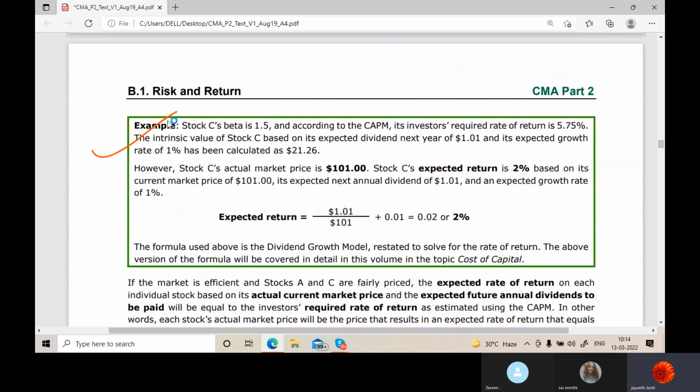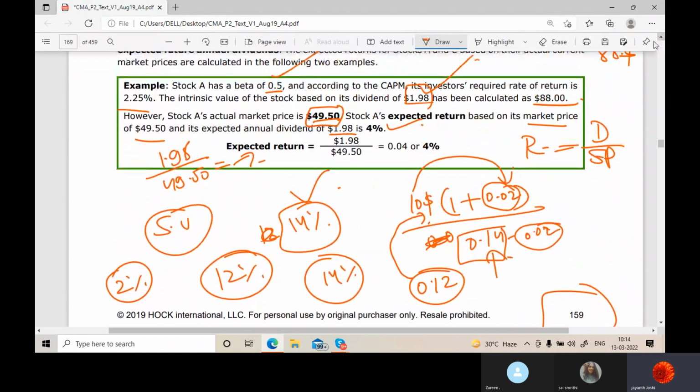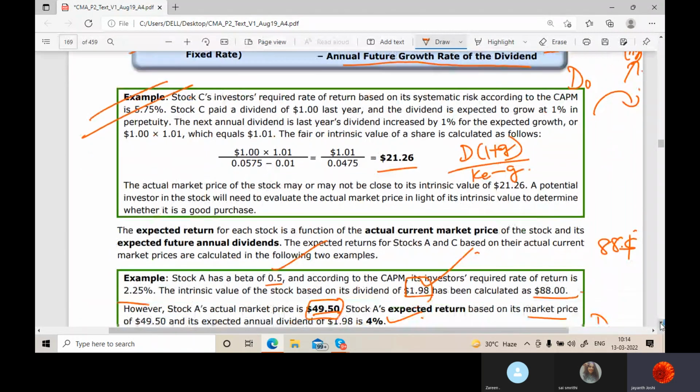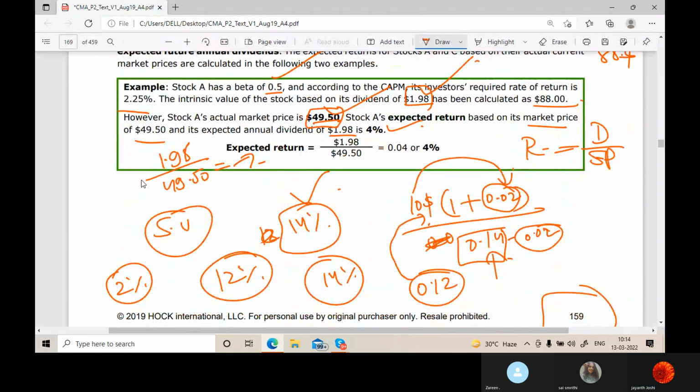So can you do this question? Stock C's beta is given, and according to CAPM the required rate of return is given. The intrinsic value of stock C based on the expected dividend next year and expected growth rate has been calculated. However, stock C's actual market price is this. So they're asking you to find the expected return based on the market price. The dividends are given, how much dividend you are going to receive, and the actual market price is also given.